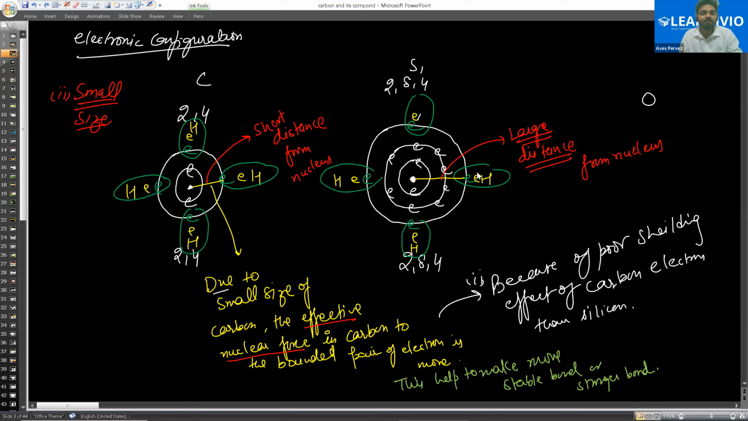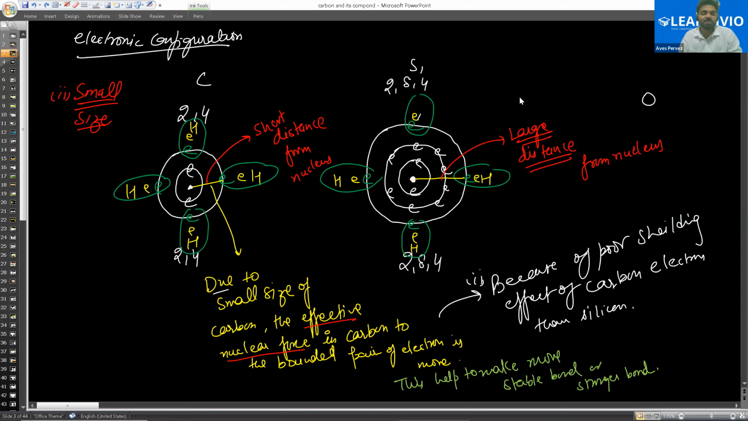Here in the case of silicon, silicon has one extra shell. The electronic configuration of silicon is 2, 8, 4. Because of the extra shell with 8 electrons, it has a bigger size, and due to the bigger size, the distance from the nucleus is larger. As a result, the nucleus force will not reach this one. The effective nuclear force is less in comparison to here. If the nucleus is far, it will exert less force.